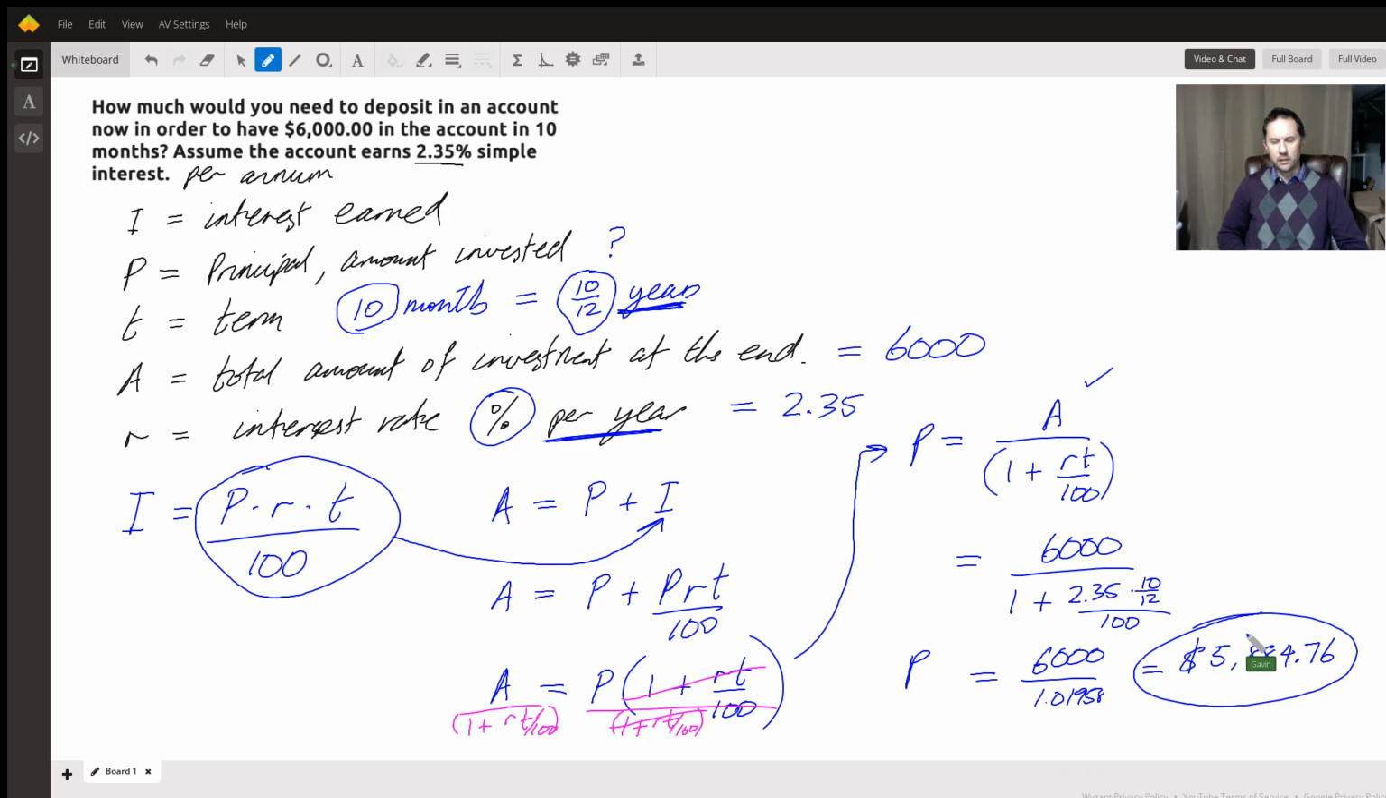You can also check it by starting again and pretending you're depositing that much, and using the interest formula, find how much interest you get over 10 months, and then add that to the original, and you should find that equals exactly 6,000, or within a cent of $6,000. All right, let's leave it there. That's the answer to that question.